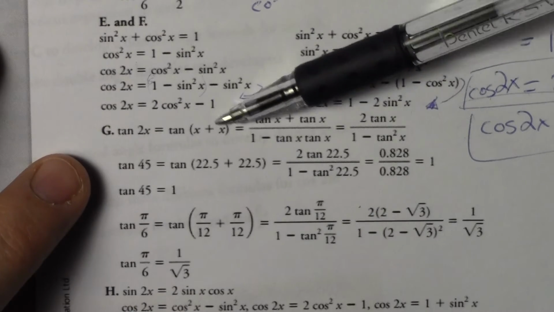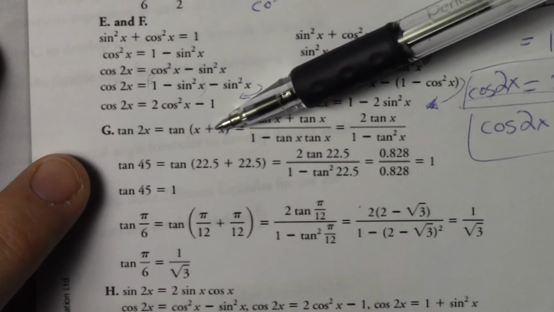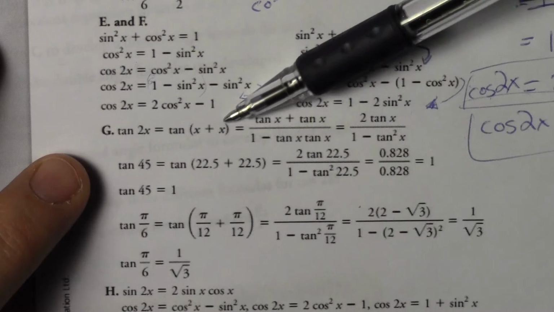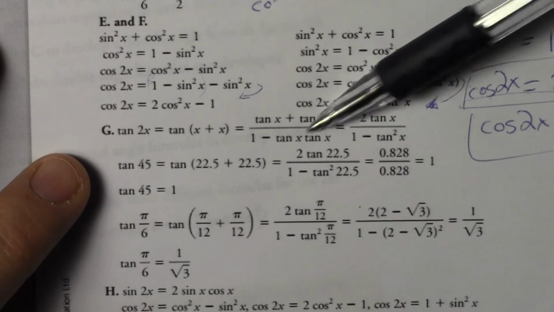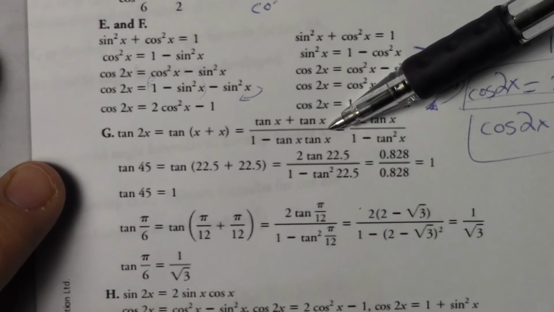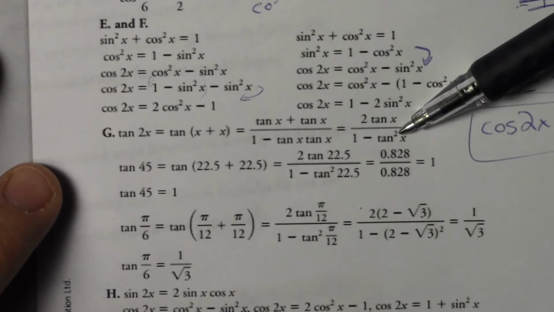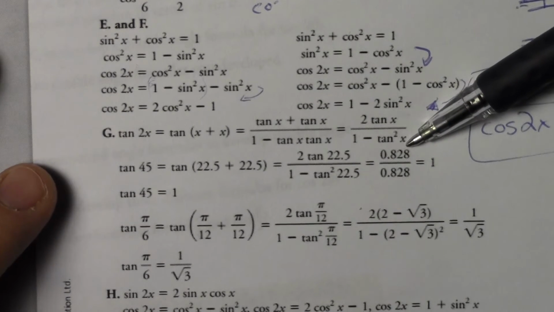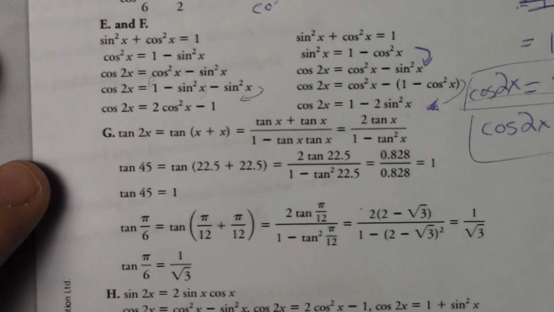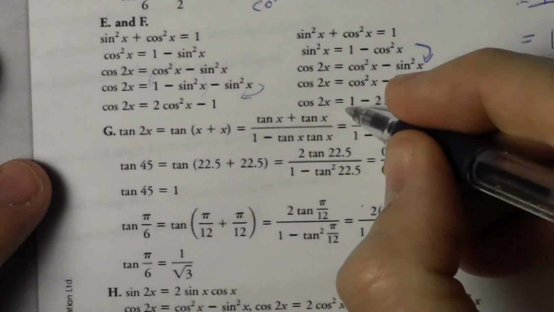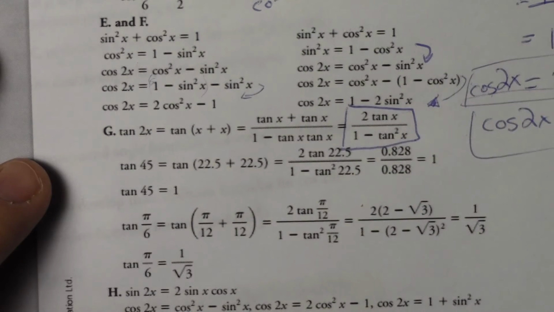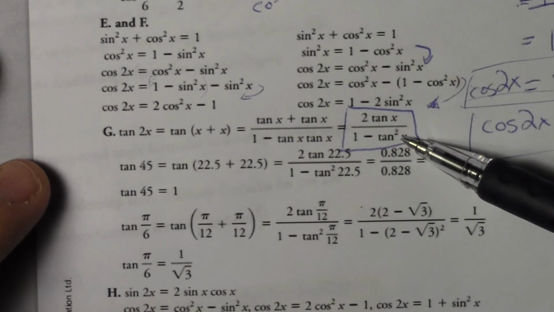Anyways, okay, so we have tan (x plus x). Here's our formula for summation angles from last class. We substitute directly into that formula, and we end up with 2 tan x over 1 minus tan squared x. Alright, so there's our formula for tan 2x. Any questions about that? It was very straightforward.